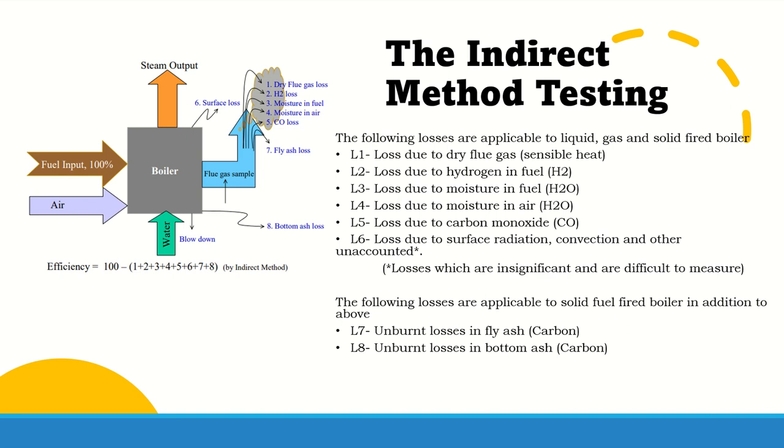Let me discuss one by one. Then the boiler efficiency is 100 minus the summation of all the losses. Okay, then the efficiency procedure.